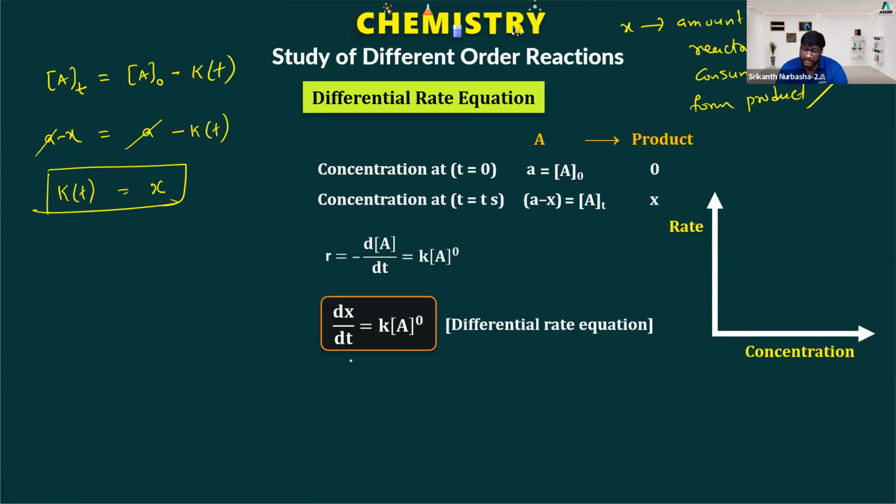Differential rate equation: dx by dt is equal to K into concentration of A to the power 0. So if you try to draw a plot of rate of reaction versus concentration, even though you change the concentration, rate is not going to change. That is why it is called a zero order reaction.